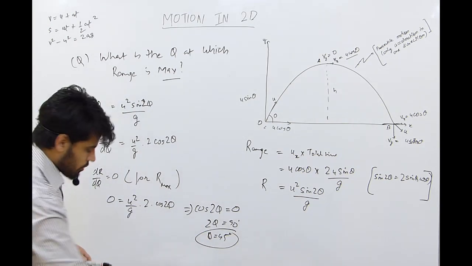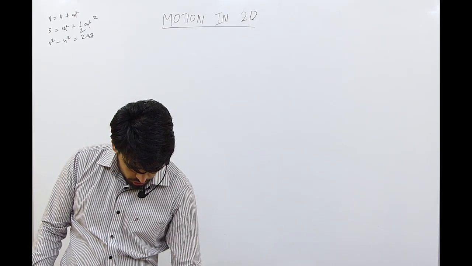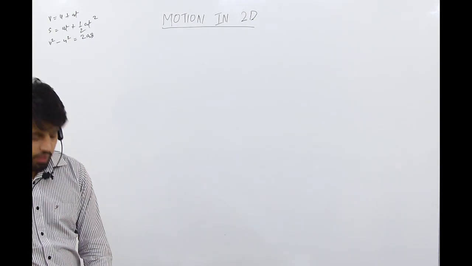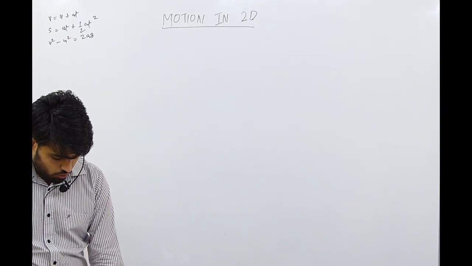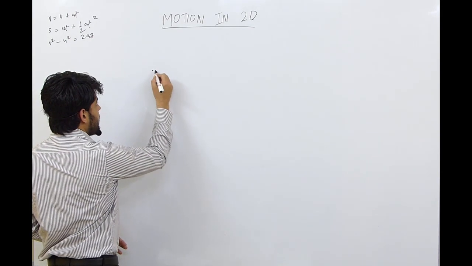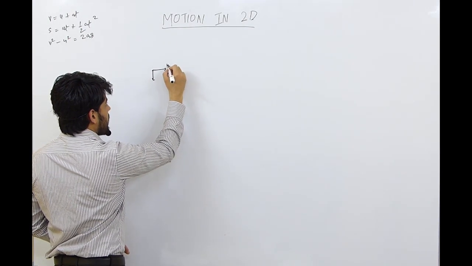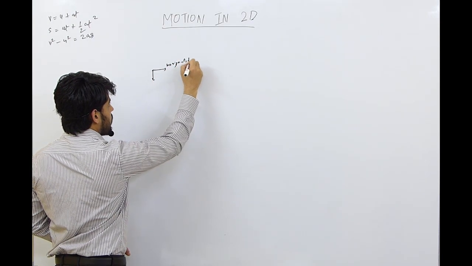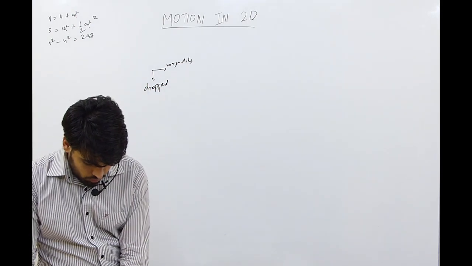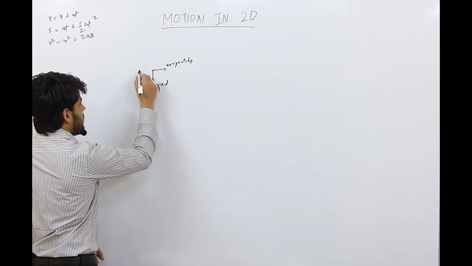Now we come to some questions. Suppose now we take one assertion and reason question. I'll read that out and you just give me a solution. When a body is dropped or thrown horizontally from the same height, this is the height. One body is dropped and one is thrown horizontally. So they are thrown horizontally from the same height. It would reach the ground at the same time. This height is the same.